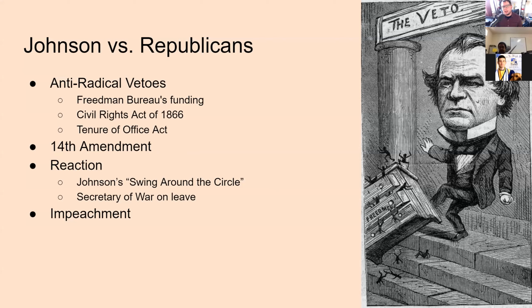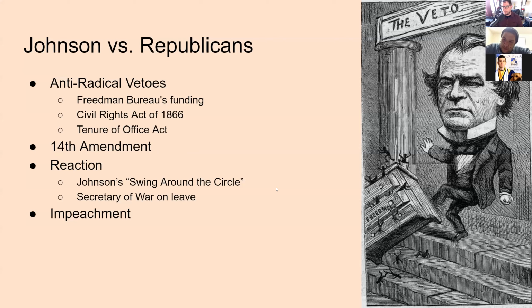And so then they kind of drew a line in the sand with this by passing the Tenure of Office Act. And essentially what that said was that Congress had to approve any firing of cabinet members, because a lot of Johnson's cabinet was still from the Lincoln administration. He's only been in office for a year now. And so he wanted to get rid of especially the Secretary of War, since the Secretary of War had presided over the Civil War.